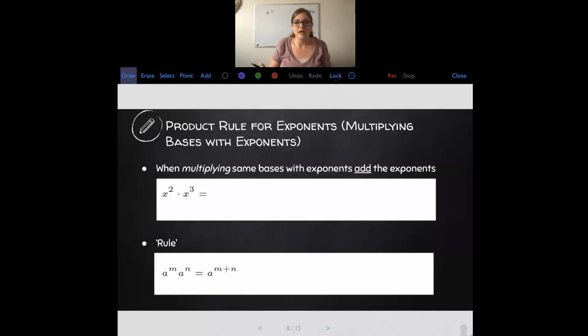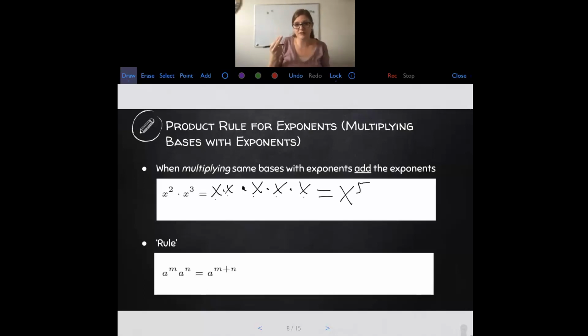Some of you noted in your math autobiography that you're not necessarily good at memorizing rules. I totally understand. There is a formula sheet, but also for these, there's not a lot of memorization if you understand what's happening. So x squared is x times x. Okay, x cubed is x times x times x. So together, there's 1, 2, 3, 4, 5 being multiplied. This is x to the fifth.